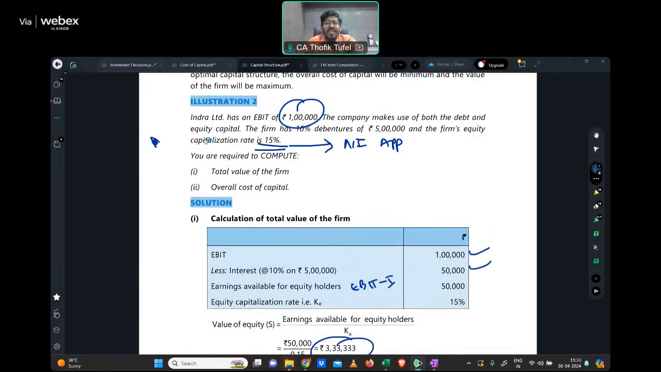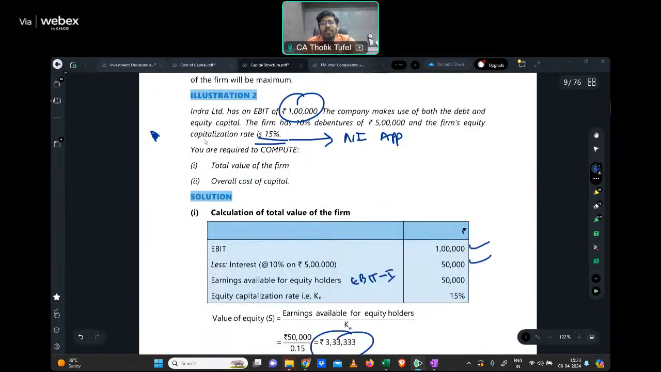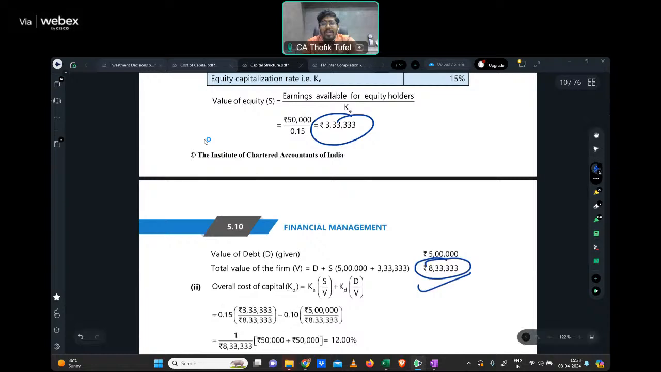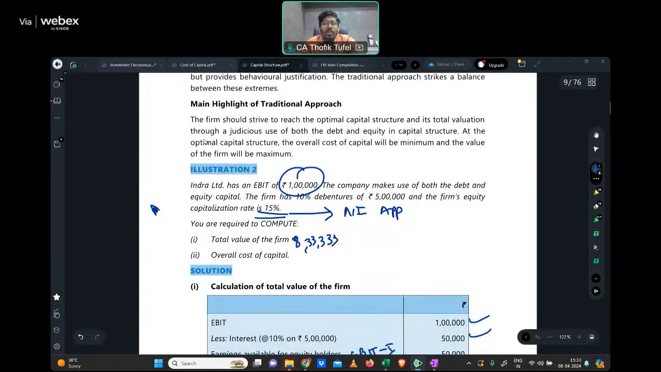Now what is the value of debt? Directly given, 5 lakh rupees. So plus 5 lakh rupees, you are going to get the value of the firm, which is 8,33,333. So how will I find the overall cost of capital? Overall cost of capital is EBIT divided by value of the firm. EBIT is 1 lakh, value of the firm is 8,33,333. So 1 lakh divided by 8,33,333 is 12%. So overall cost of capital is 12%.